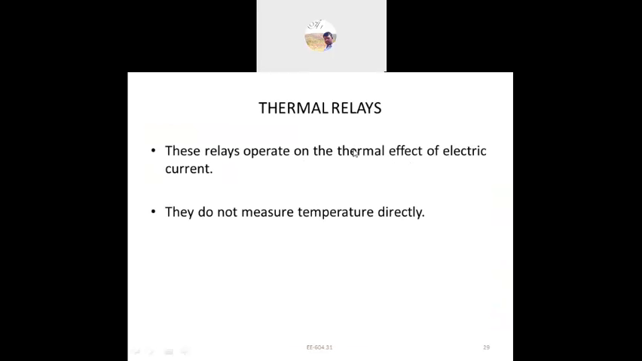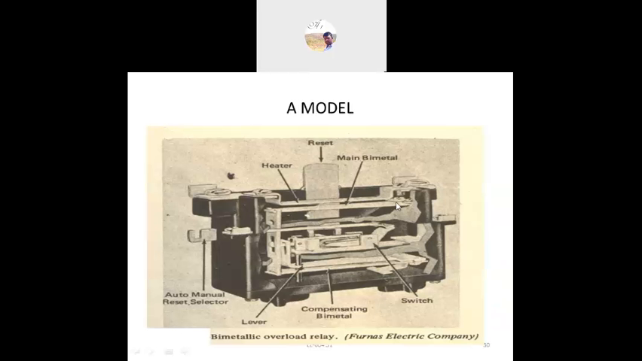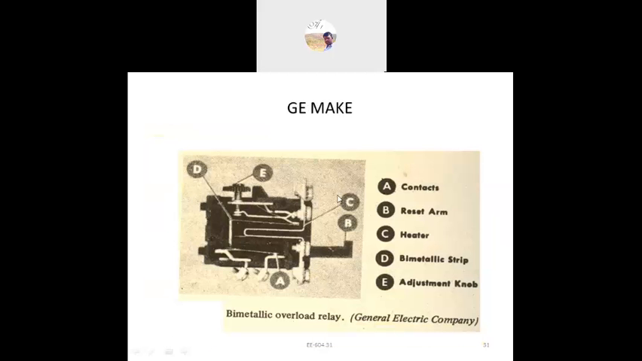In thermal relays, it is the effect of the electrical current. They do not measure temperature directly. It is a model covering the bimetallic strip. The main bimetallic strip has reset, auto or manual. So you can see the internal view. This is another bimetallic strip.